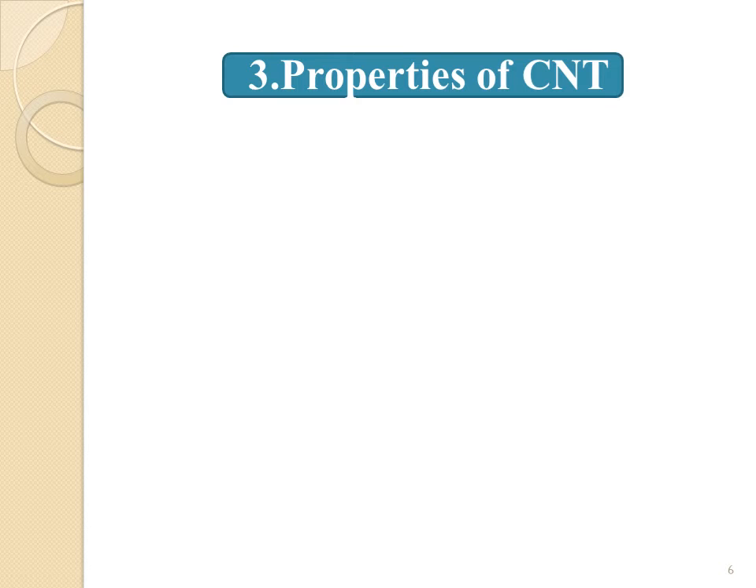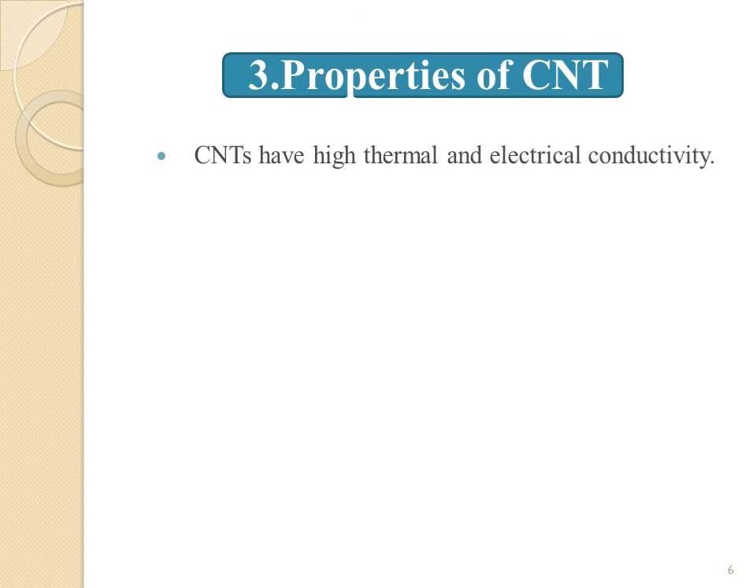Now, let us discuss what those properties are. The first: carbon nanotubes have very high thermal and electrical conductivity. It is contrary to the previous allotropic forms of carbon. When carbon is in the form of coal, diamond and graphite, it is a bad conductor of heat and electricity. But carbon nanotubes are good conductors of heat and electricity.